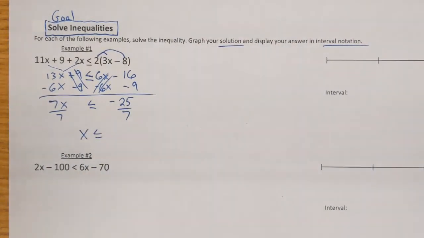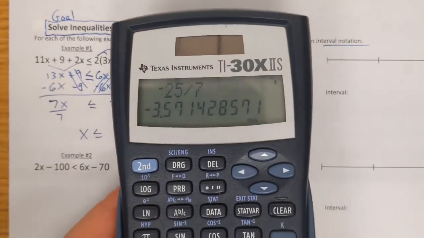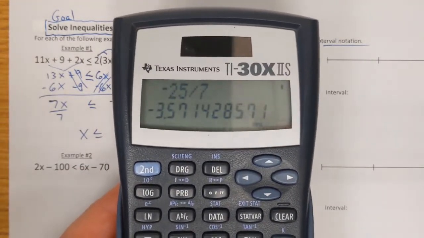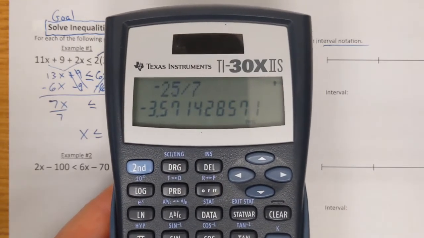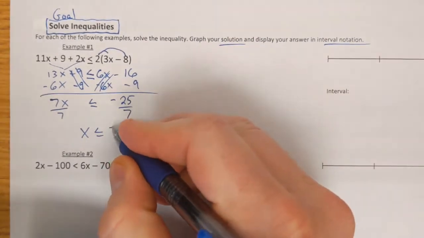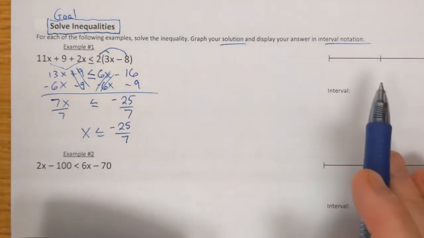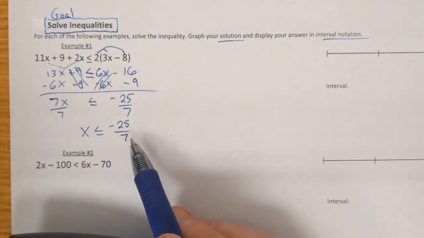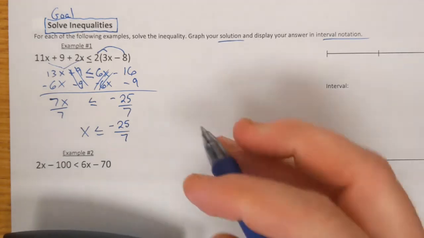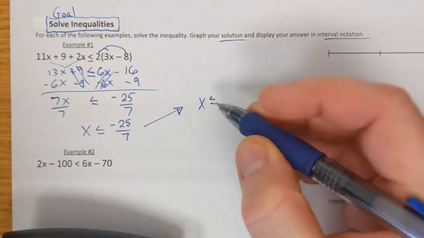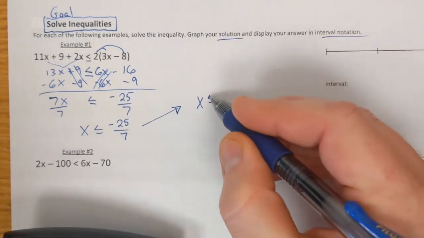Negative 25 divided by 7. You'll notice negative 25 divided by 7 does not come out cleanly at all. So I'm tempted to just leave this as a fraction. Now, eventually I'm going to have to graph this on a number line, so it would be wise to convert this into what's called a mixed number, and it works like this. The answer is going to be negative.